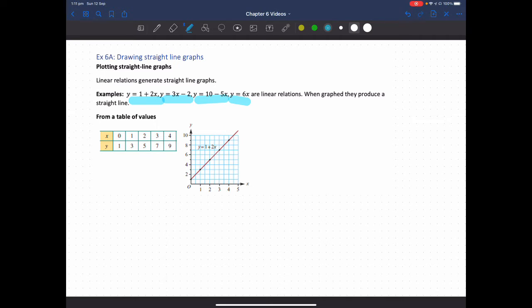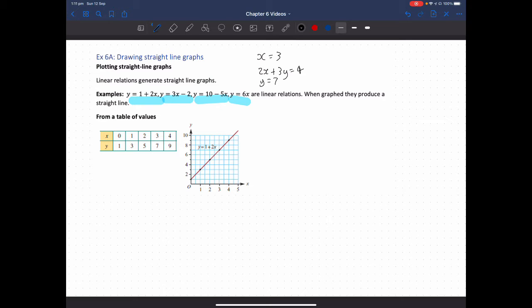They're not the only types of equations we could have for straight lines. We could also have things like 2x plus 3y equals 4, x is equal to 3, y is equal to 7. What we're going to do is consider plotting straight lines. When we plot straight lines, what we need are a series of points.